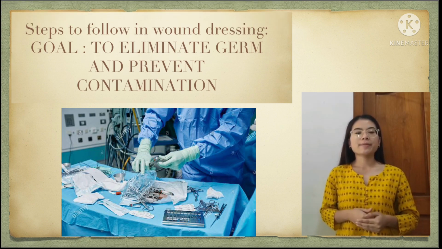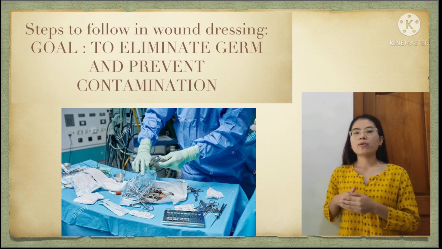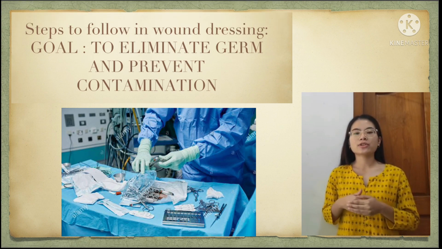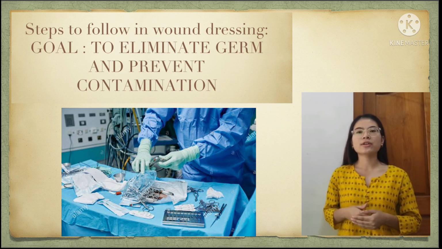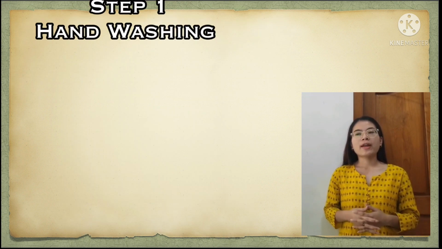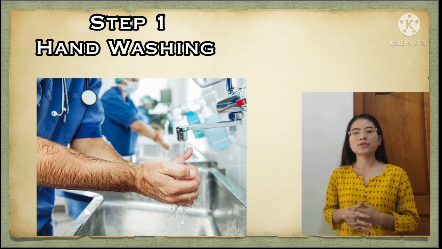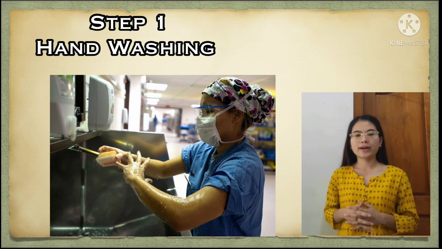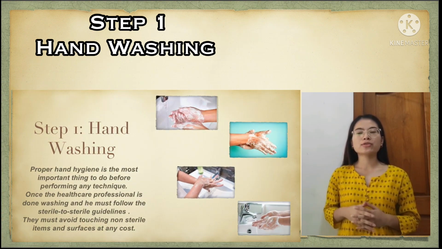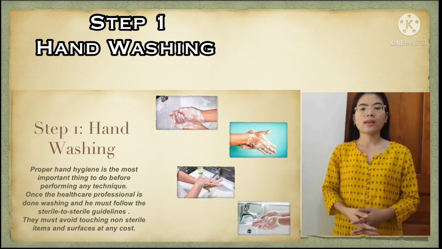Some of the antiseptic techniques to follow in wound dressing in order to eliminate germs and to prevent contamination are: Step 1. Hand washing. Hand washing is one of the most important steps to prevent the spread of microorganisms. Hands should be washed thoroughly with soap, or alcohol can also be used.